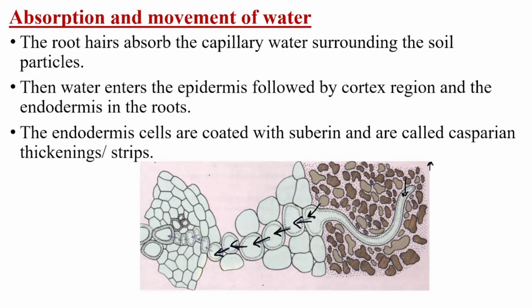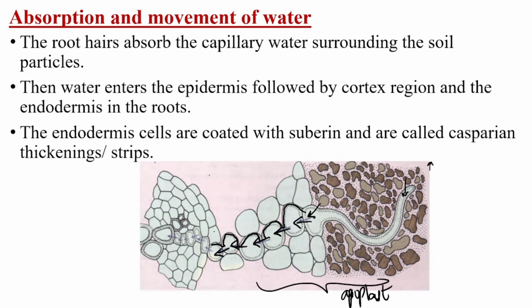Till here, the movement takes place by apoplast. That means this movement of water is occurring through the cell wall and the intercellular spaces. That means water which is present in the epidermis enters into the cortex through the cell wall and the intercellular spaces. So the movement is taking place through the cell wall and intercellular spaces till the cortex.